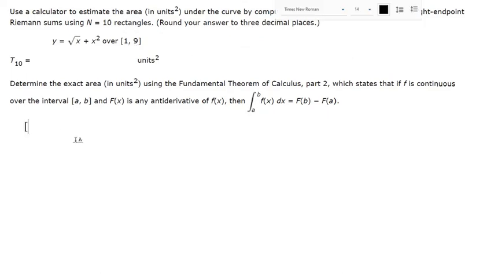So the first subinterval is 1 to 1.8. Second one's 1.8 to 2.6. And then we got 2.6 to 3.4. Then 3.4 to 4.2. And 4.2, you get the idea.